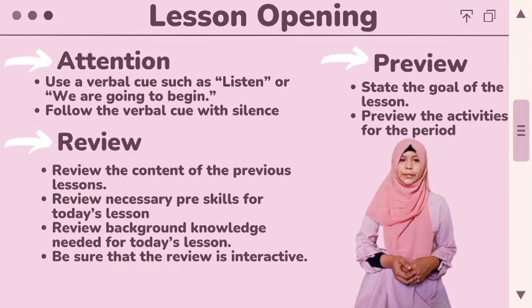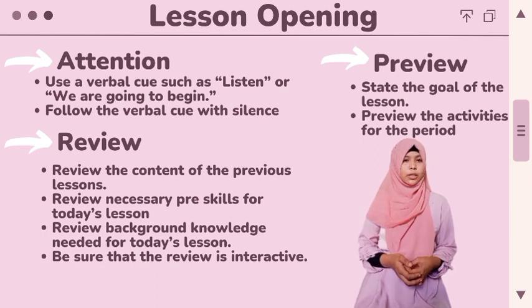It is very important to review the previous lesson for the learners not to forget it and for the teacher to know whether the learners learned it or not. Review necessary pre-skills that will be required for the current lesson. Also, try to ask the learners some motivational questions for you to find out whether they have background knowledge about the lesson or not. Finally, make sure that the review is interactive.